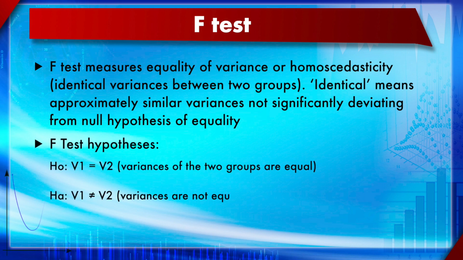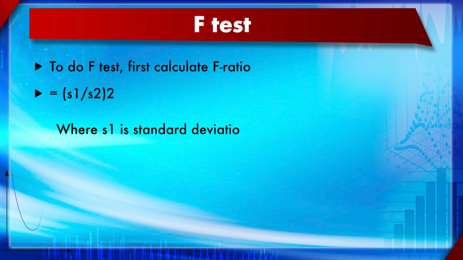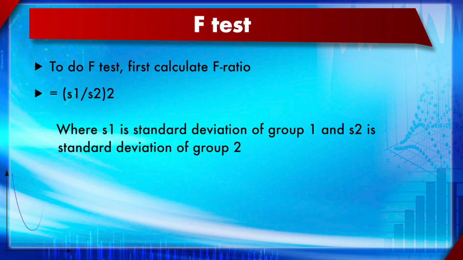So in the F-test, what are the hypotheses? The null hypothesis, or H0, is that the variance of group number 1 is equal to the variance of group number 2, while the alternative hypothesis is that the variances are not equal. These two are the hypotheses of the F-test. To do the F-test, first you have to calculate the F ratio. And what is this F ratio? F ratio is very simple. That is the standard deviation of group number 1 divided by the standard deviation of group number 2, squared. So all you have to do is take the standard deviations of each group, divide them, and then square it.